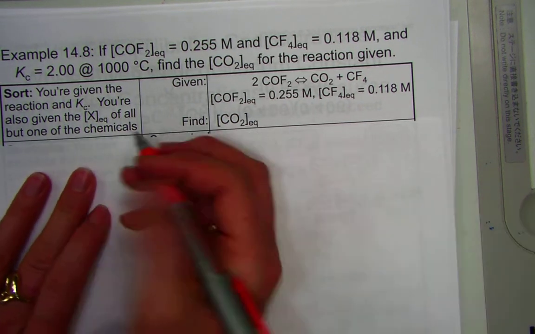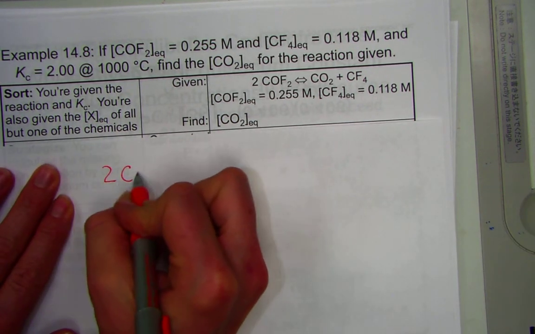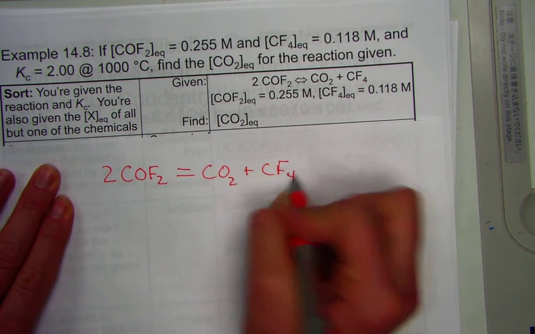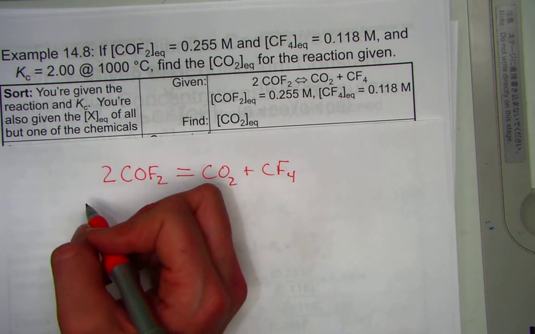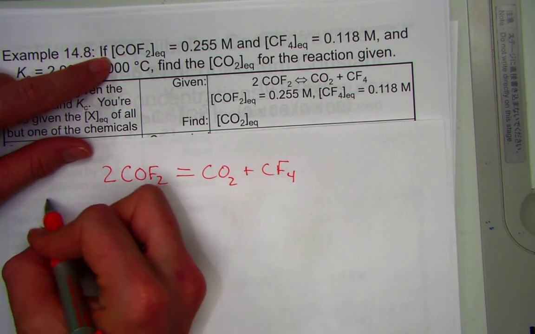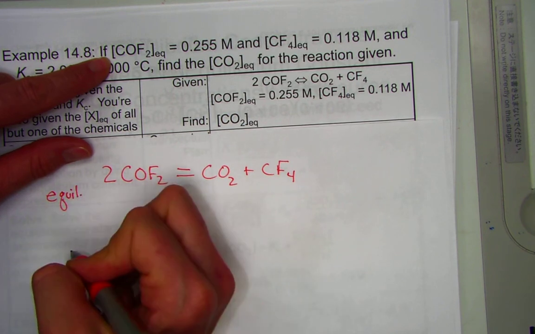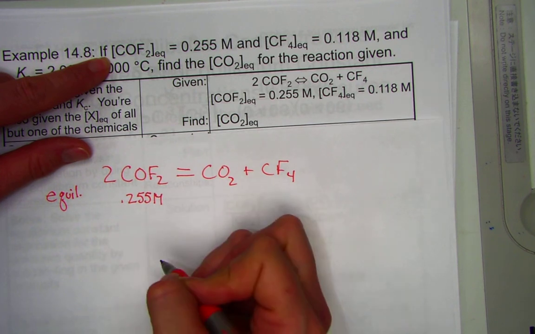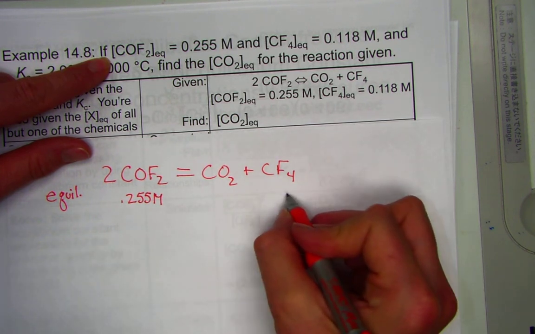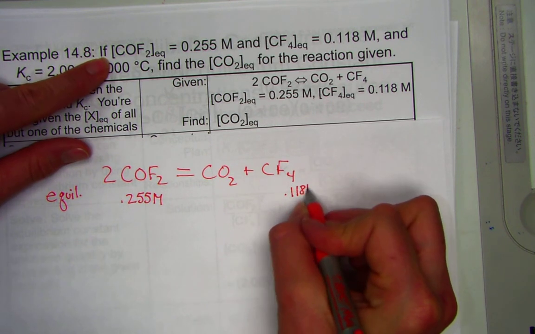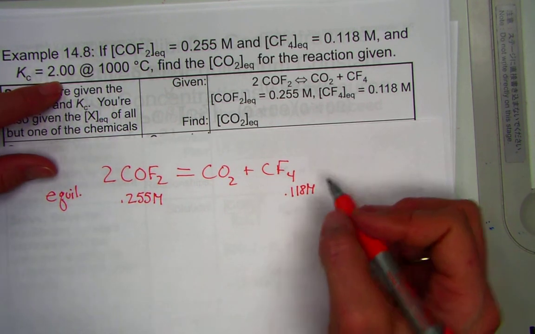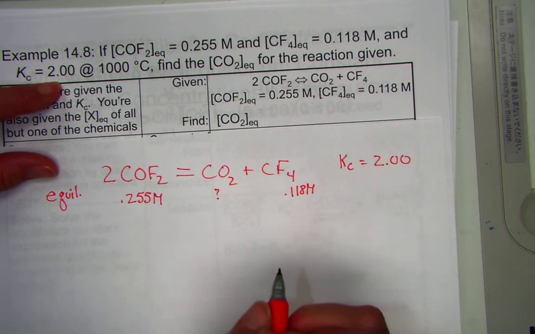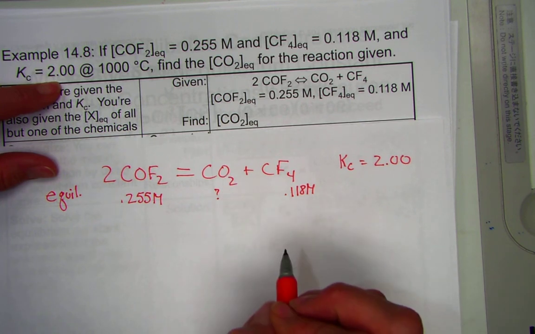Here's what we know. We have an equation, 2COF2 in equilibrium with CO2 and CF4. This is not an ICE chart, and I know that because it's saying it's at equilibrium, so it's like filling in the bottom row of an ICE chart, already at equilibrium. We have 0.255 molar of COF2. We have 0.118 molar of CF4. And we have a Kc of 2.